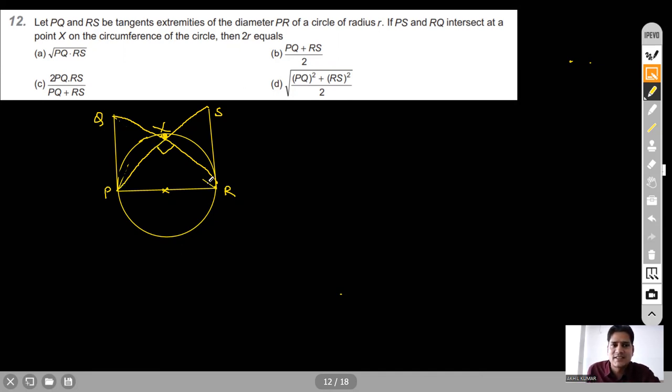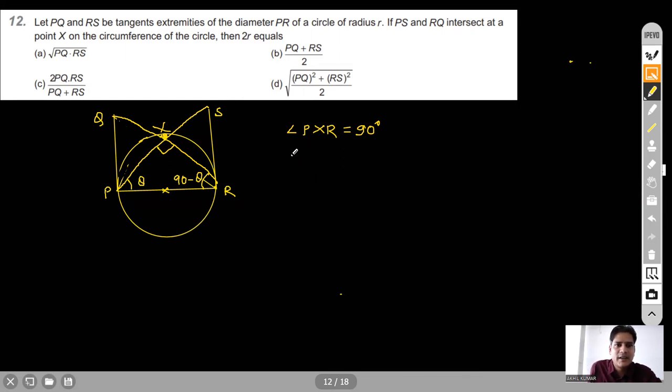So PR is the diameter, and this angle PXR will be equal to 90 degrees. Angle in the semicircle is 90 degrees. Now the question is asking to find the value of 2R. Since this is 90 degrees, let me assume angle XPR as theta. This angle will be 90 minus theta, since angle PXR is 90 degrees.